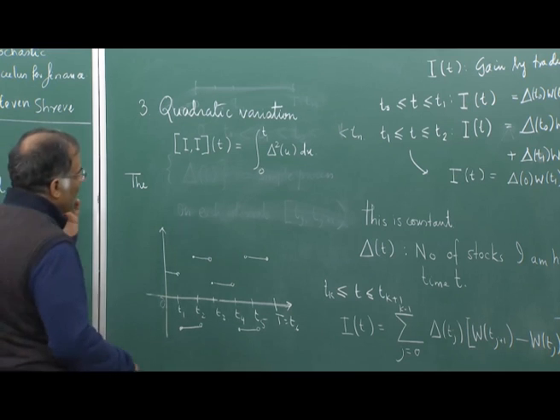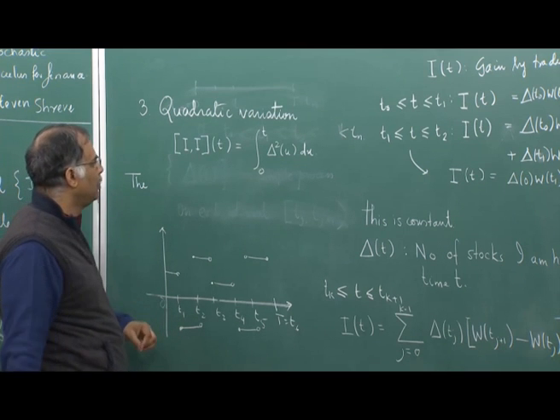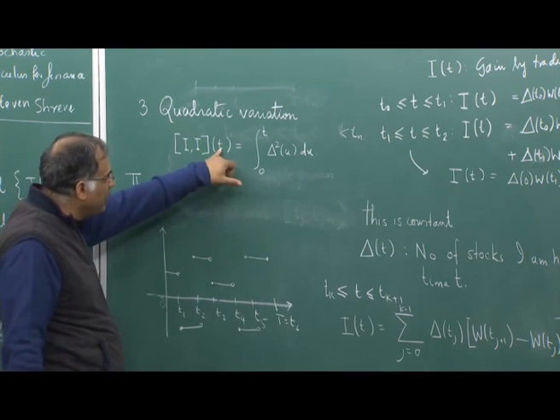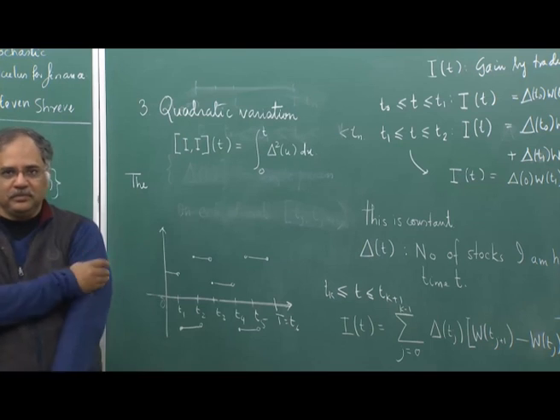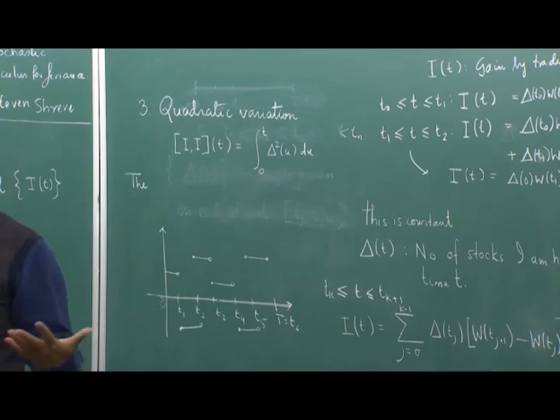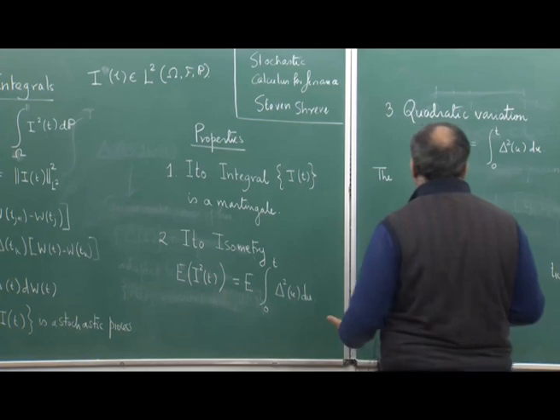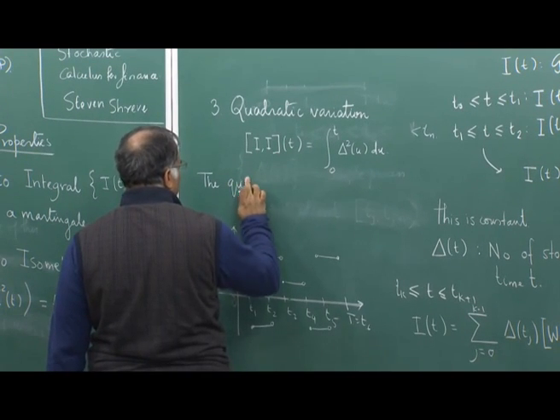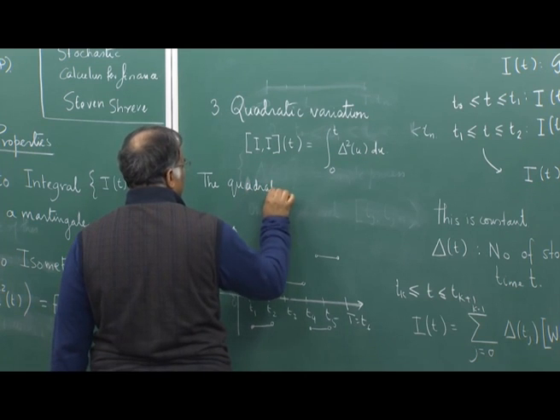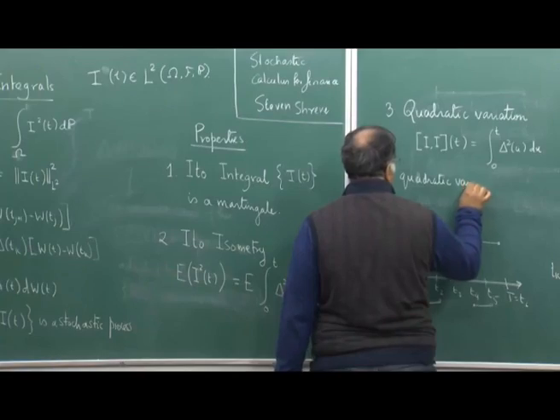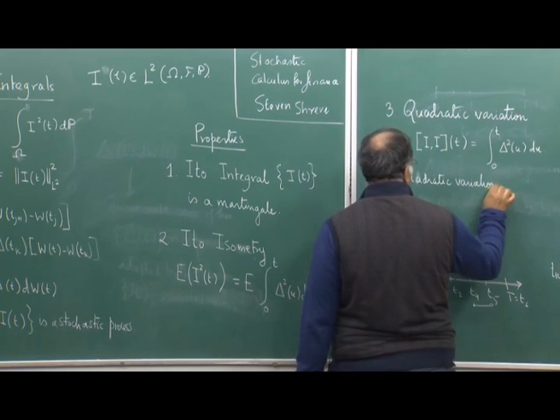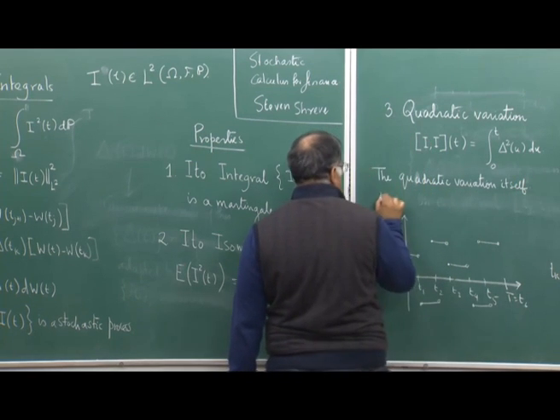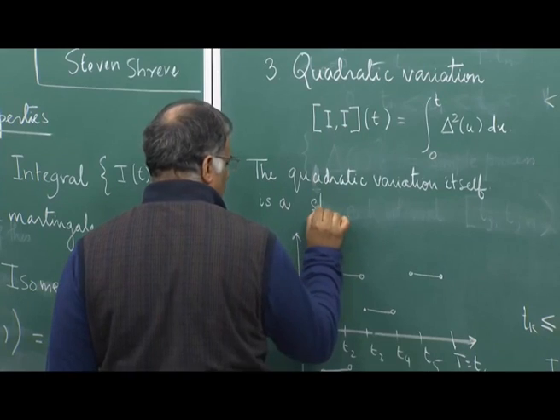So for every omega, whatever be your omega, whatever be your path, for a given t, this will be the answer. So it is path independent essentially. So the quadratic variation itself is a stochastic process.